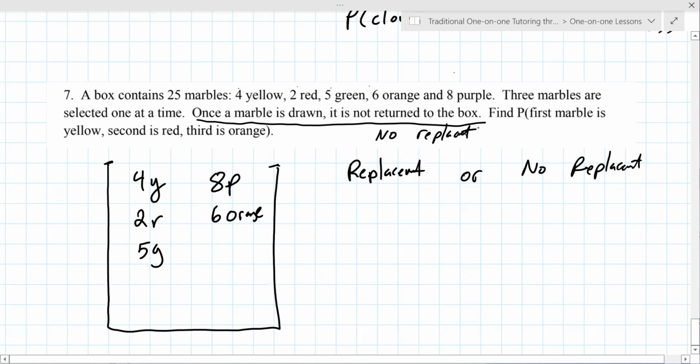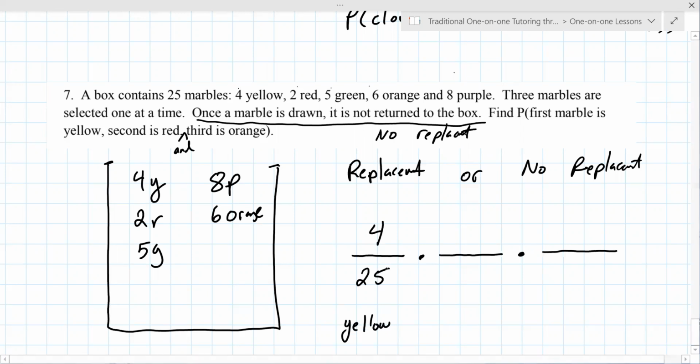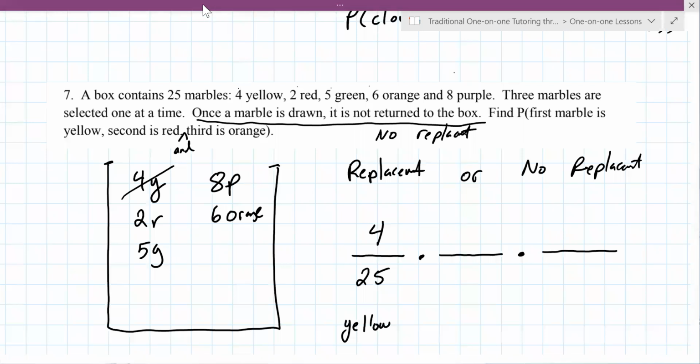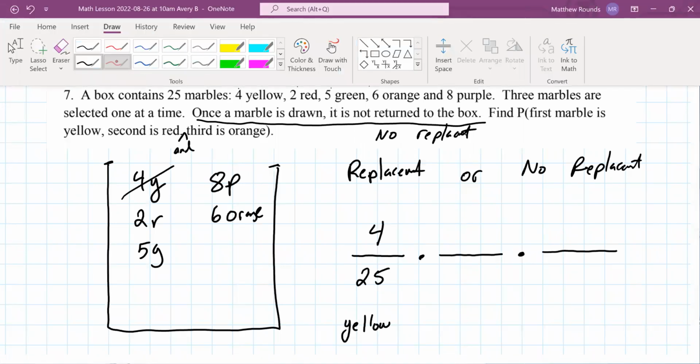And we want to find the probability that the first marble is yellow, second is red, and it should say and here. This is very important. Another thing with and is you're generally multiplying. So you have first event times the second event times the third event. So the first event is yellow. How many yellow are in here? 4 out of 25. Now this is important here. You have to assume you actually pulled out a yellow. And if you need to, you can just change this to now there are 3 yellow, if that helps.